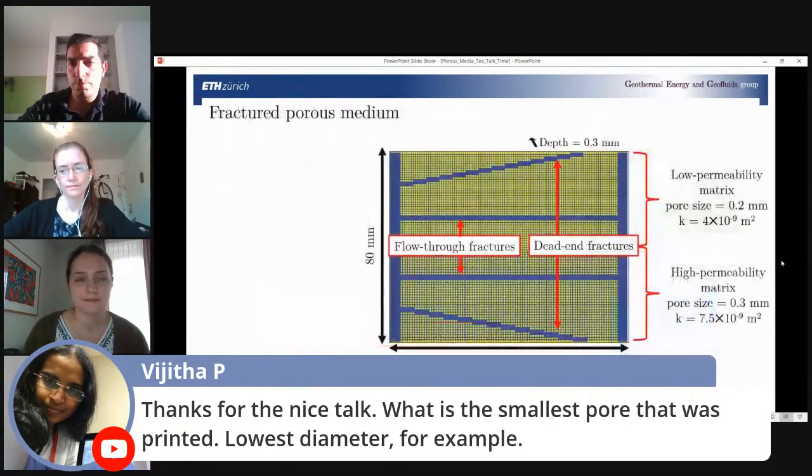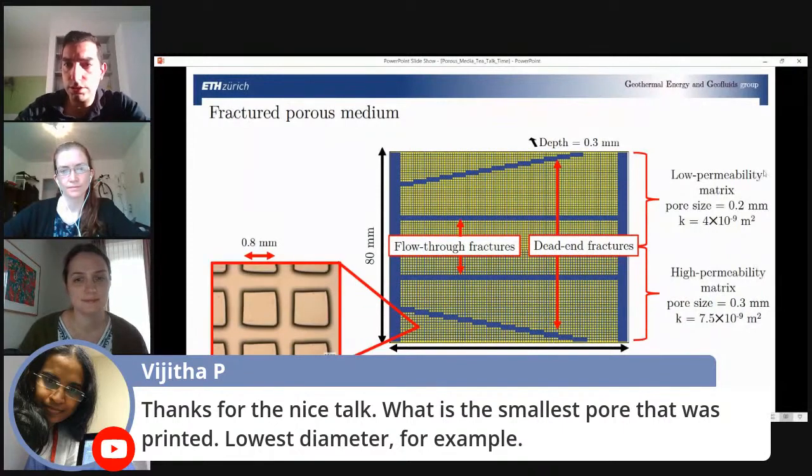Yes. Here the smallest pore that we have is 200 microns or 0.2 millimeters, which is the spacing between two square pillars in the low permeability matrix. And the width or the depth of the geometry is also 300 micron or 0.3 millimeter.